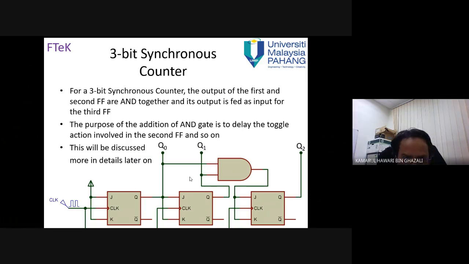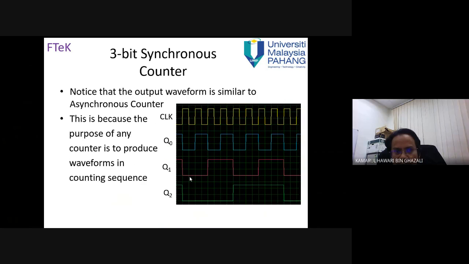For a 3-bit synchronous counter, the outputs of the first and second flip-flops are ANDed together, and its output is fed as input for the third flip-flop. So this is the 3-bit synchronous counter. The purpose of the addition of the AND gate is to delay the toggle action involved in the third flip-flop and so on. This will be discussed in more detail later on the next slide.